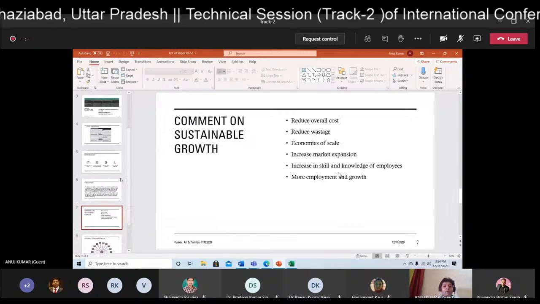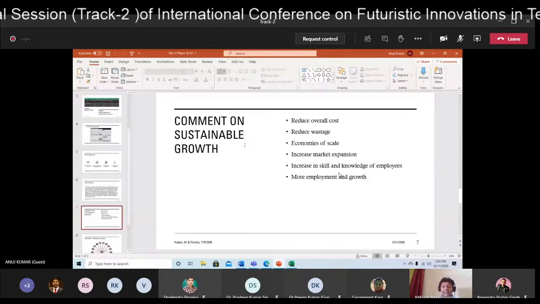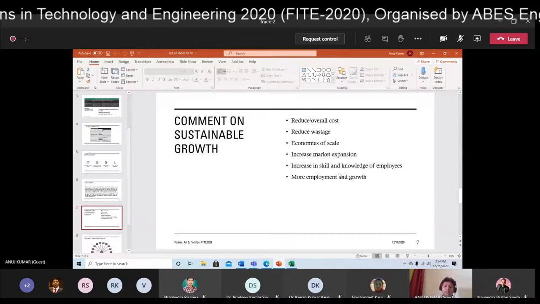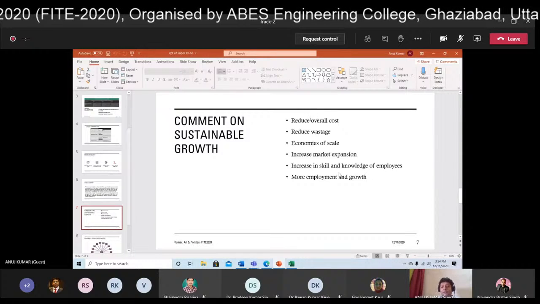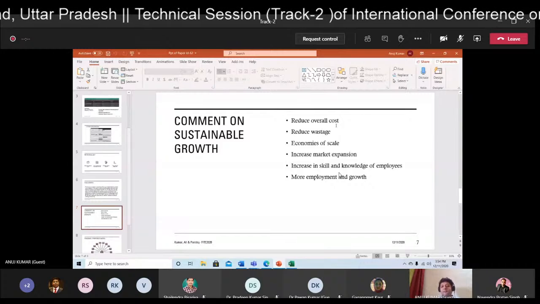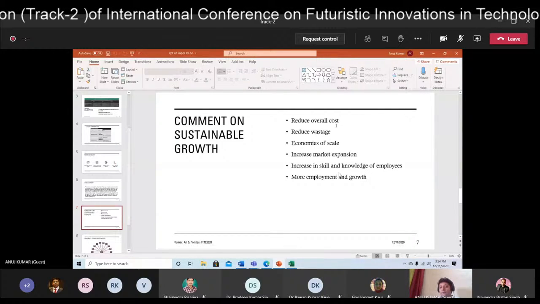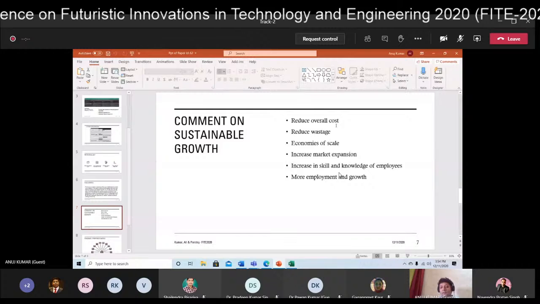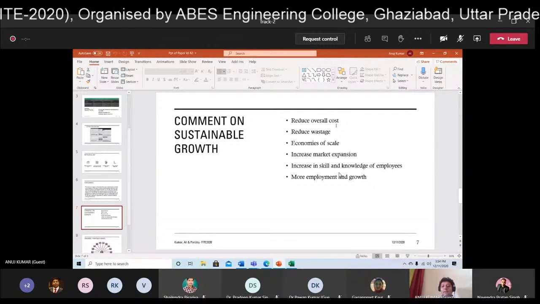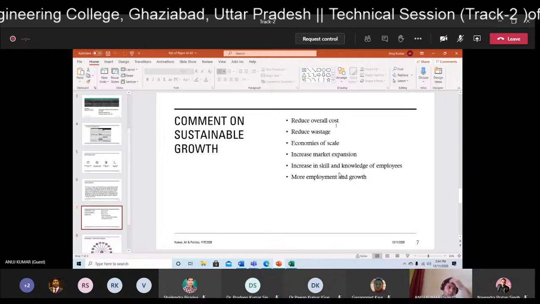And about the comment on sustainable growth: will the adoption of technology help in sustainable growth? I guess, in my opinion, yes, because it will reduce the overall costing of SMEs. The main problem of SMEs is that costing is increasing. So overall costing will reduce. They will achieve economies of scale. There will be less wastage. At the same time, market expansion will be more.